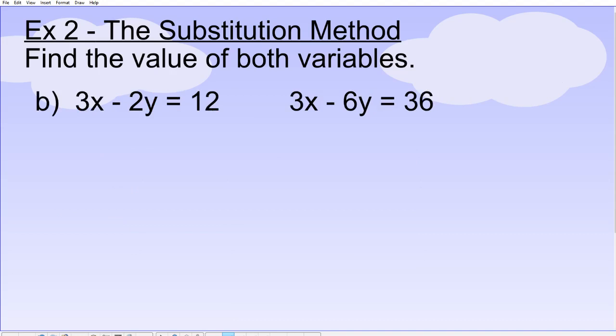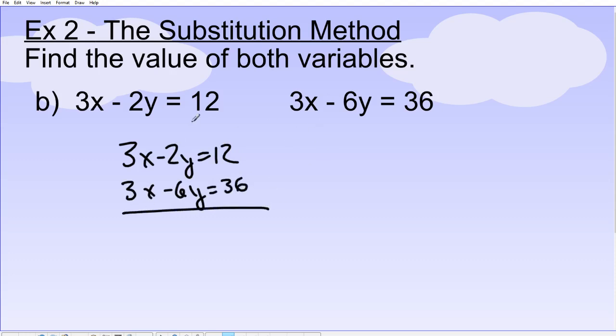Letter B. I definitely don't want to solve that using the substitution method. Check this out. These guys are set up the same. Well, you don't even know what the substitution method involves, but trust me, this is easier using elimination. They're set up the same. If I write down these two equations, 3x minus 2y equals 12, and 3x minus 6y equals 36. Boom. I just wrote them both down.